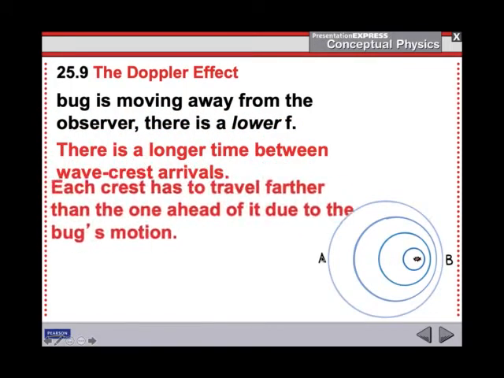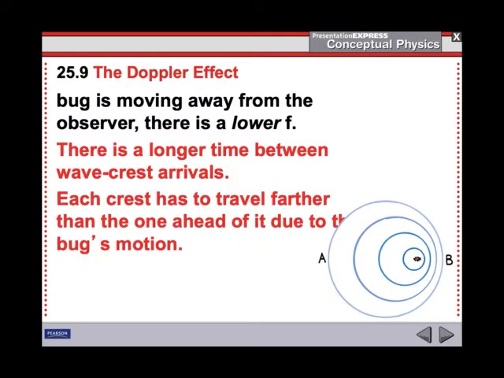So each crest has to travel farther than the one ahead of it due to the bug's motion, because the bug is moving away. This crest has to travel further than this crest, and so forth and so on.